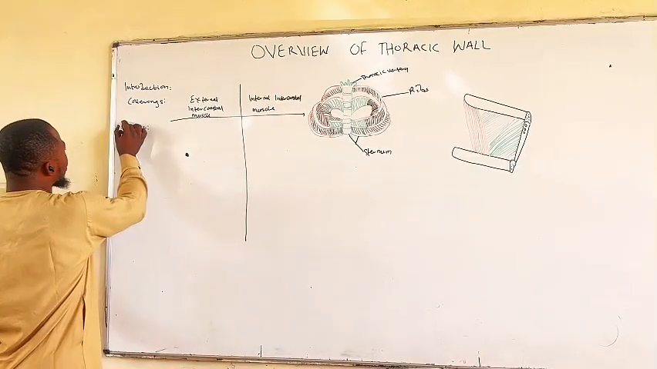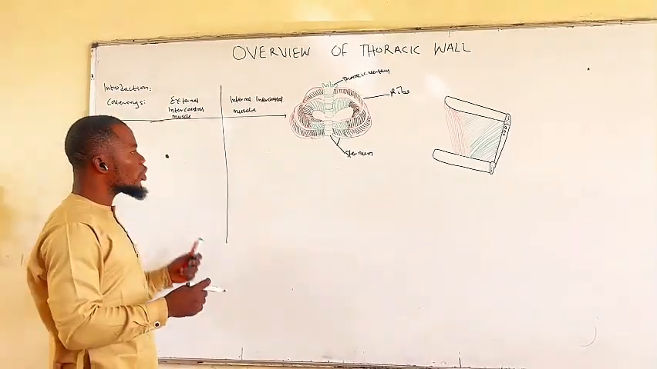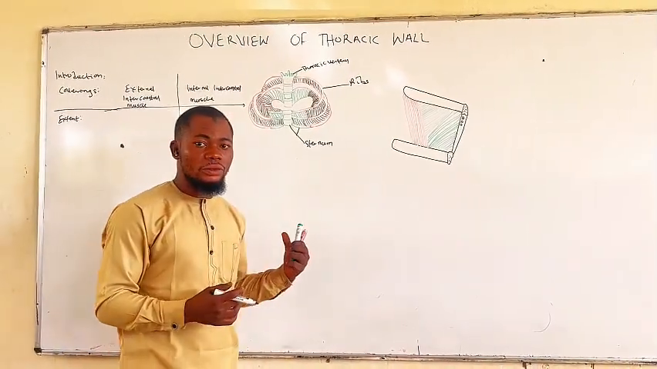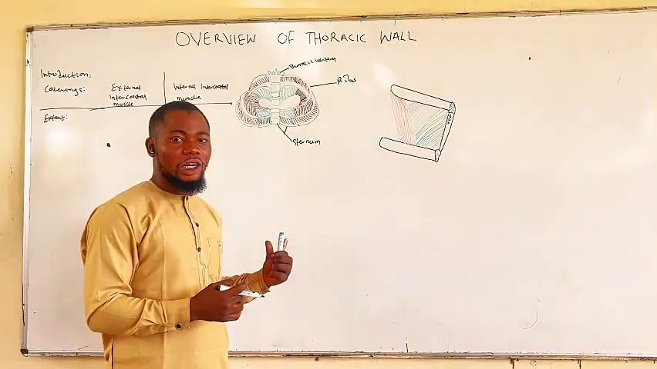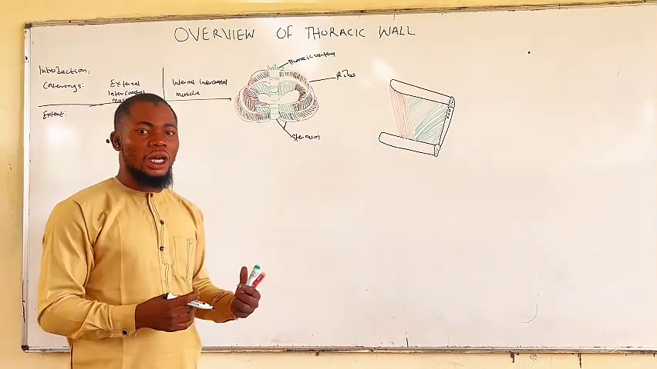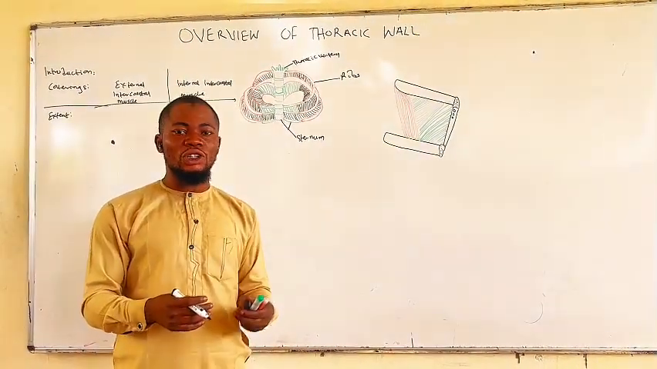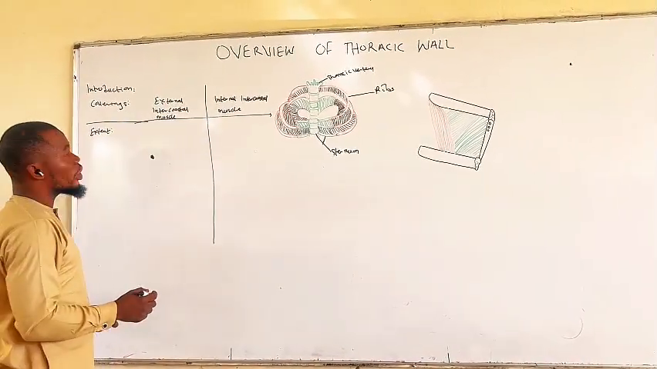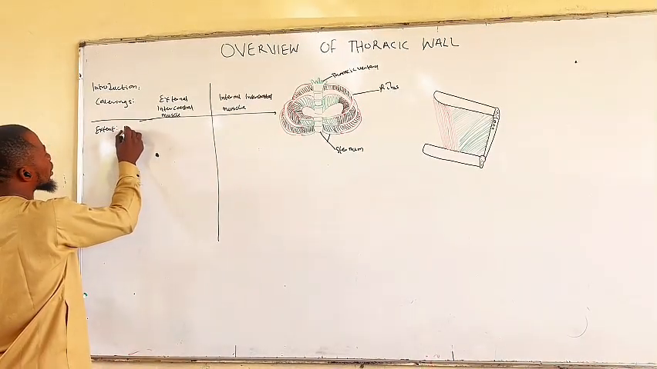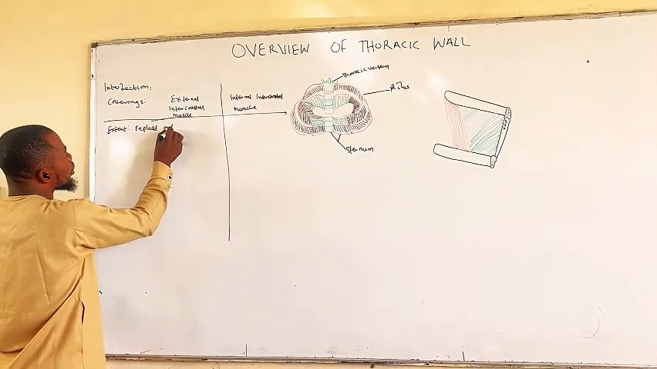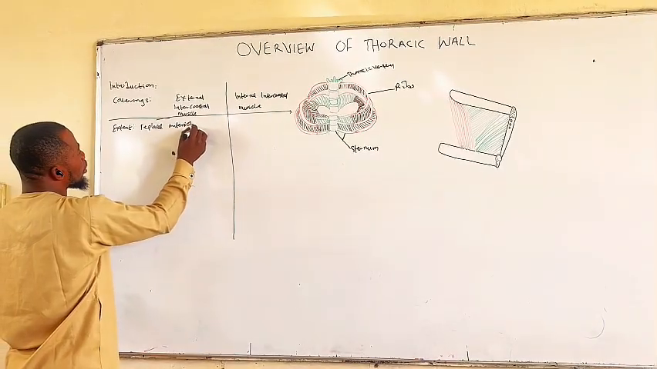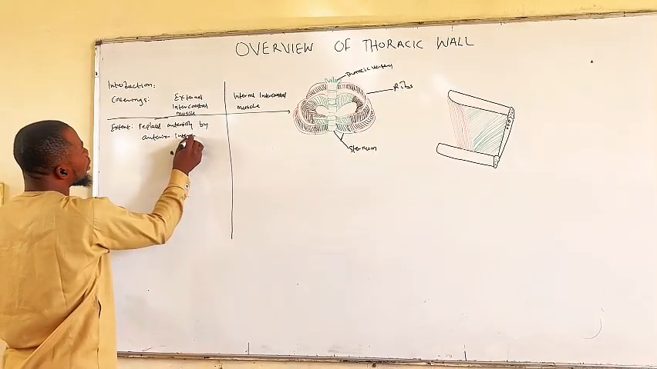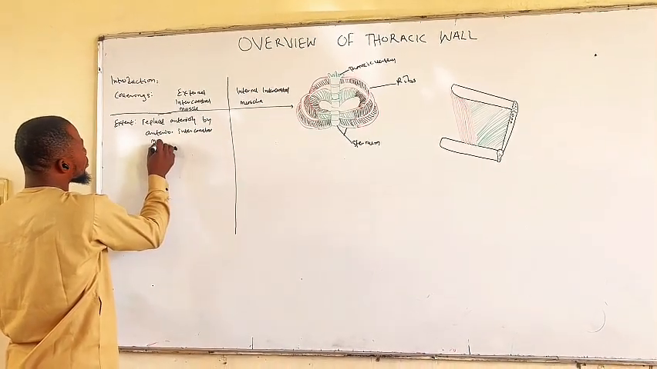Now, their extent. The external intercostal muscle extends within the intercostal space, from the tubercle of the ribs behind to the costochondral junction anteriorly, where it is replaced by the anterior intercostal membrane. So the external intercostal muscle continues anteriorly, or is replaced anteriorly, by the anterior intercostal membrane.